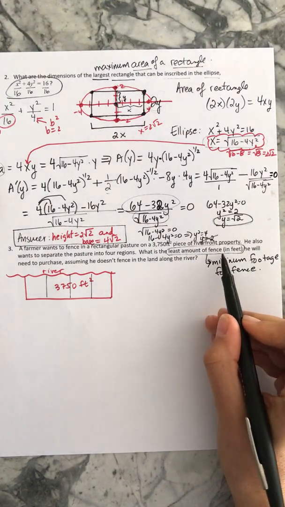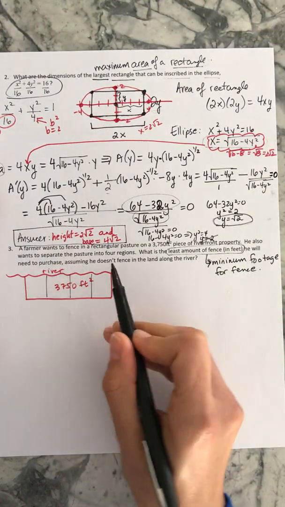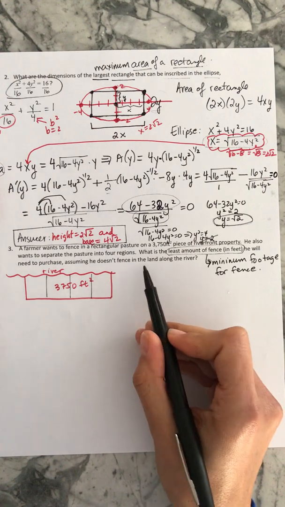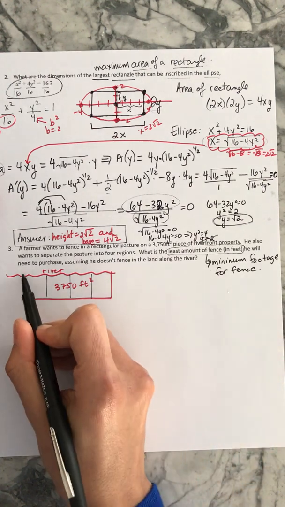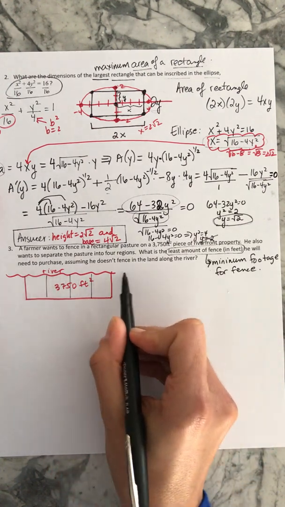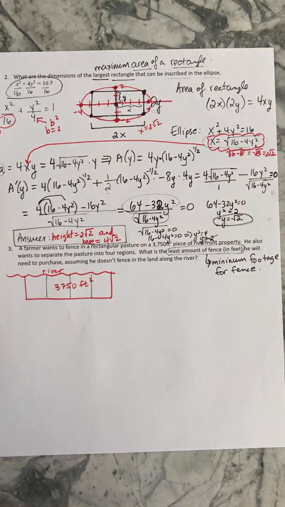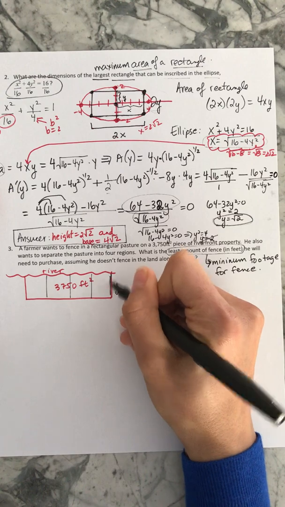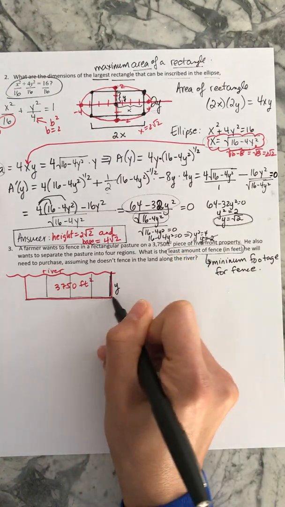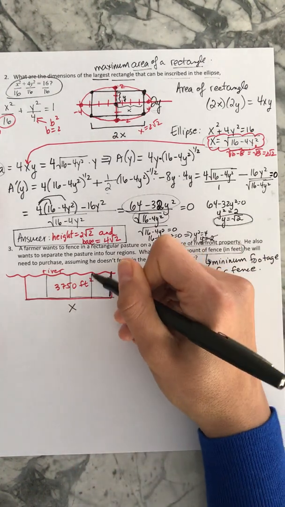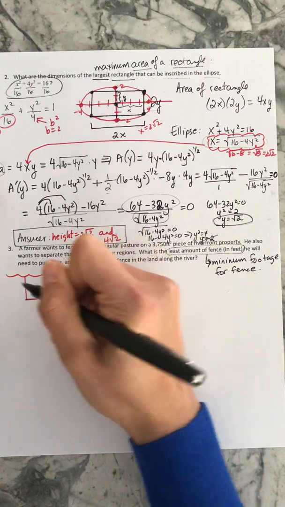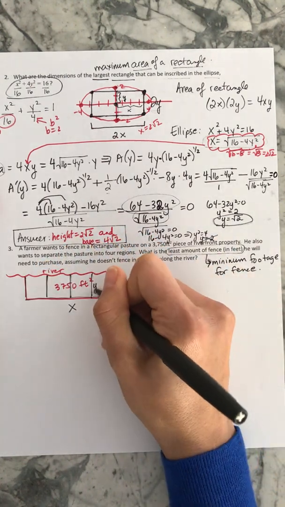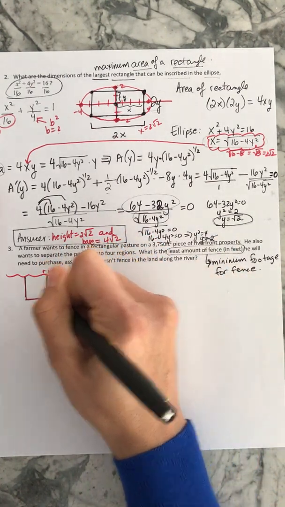So what is the least amount of fence he will need to purchase, assuming he doesn't fence in the land along the river? So no fence. This squiggly part, which represents the river, doesn't get a fence. However, this part will get fencing, and this part will get fencing, and so will this, and so will this, and so will this, and so will this. So this is Y, and this one's Y, and this one's Y, and this one's Y.